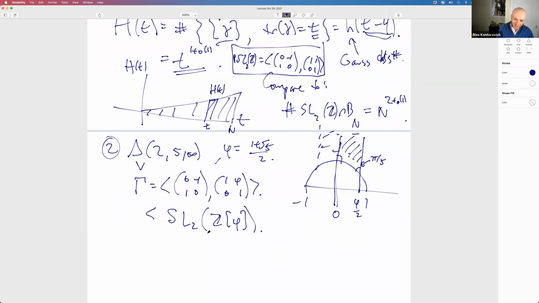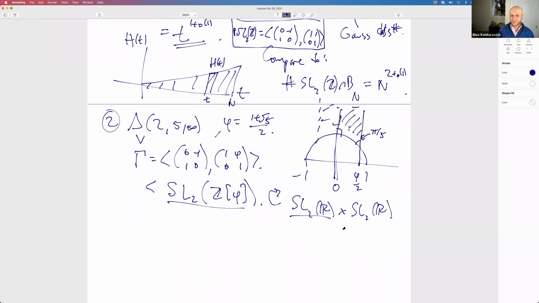But SL2 Z adjoin phi does not act discretely on the upper half plane. It does act discretely on two copies of the upper half plane, or rather, it's better to act on the homogeneous space. So it acts on two copies of SL2R, in the first by the identity action, and in the second by the Galois conjugate. I did tell you which phi, because we have to have a real embedding. These are actual lengths that we're measuring. So there's the identity embedding, and then this is the Galois conjugate embedding.